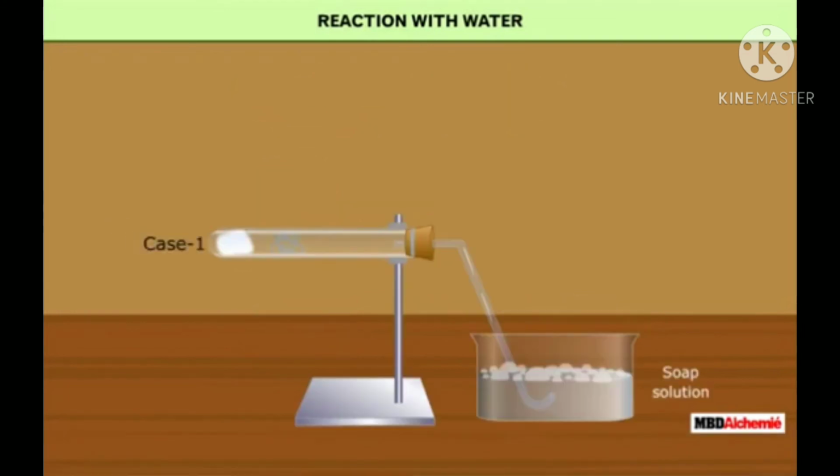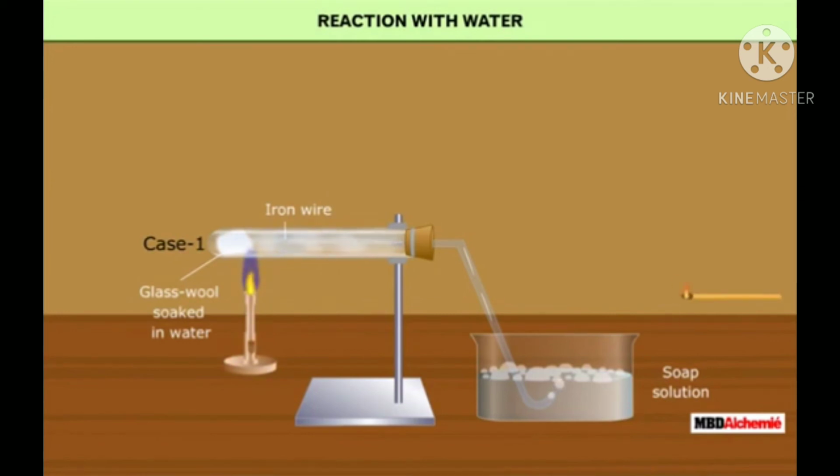In case 1, take a hard glass test tube soaked in water. Now put iron wire and heat the test tube. Iron reacts with the steam. A gas evolves. Bring a burnt matchstick, it burns with a pop. We conclude that hot iron reacts with steam to produce hydrogen gas.